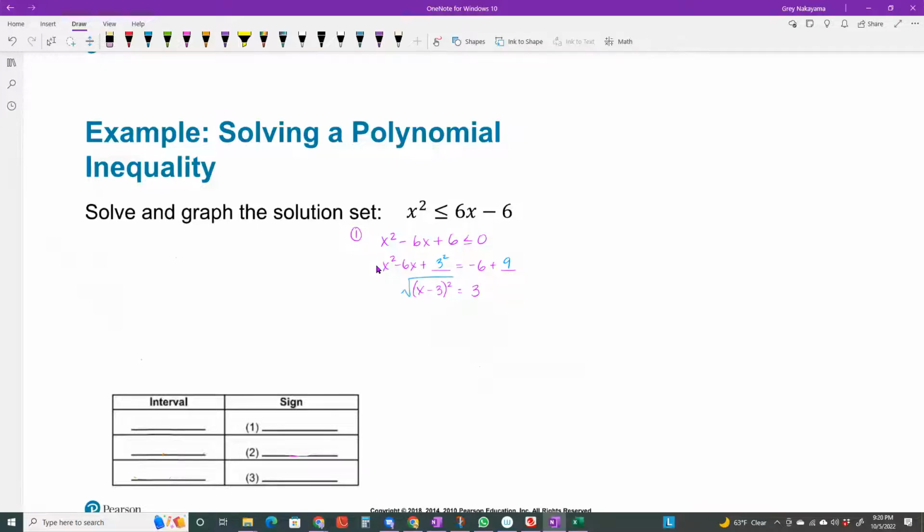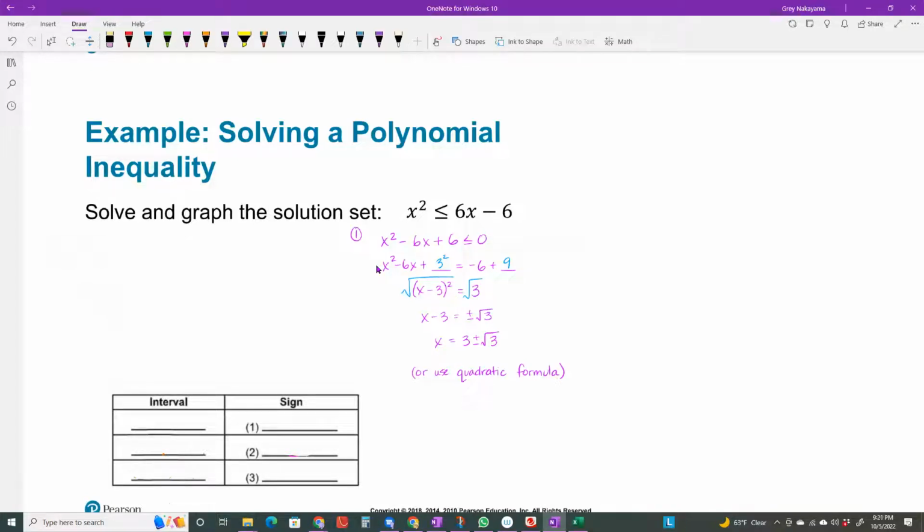So then I'm going to take the square root of both sides, and I find out that x minus 3 equals plus or minus the square root of 3, and x equals 3 plus or minus the square root of 3. If you don't like it, you are more than welcome to use the quadratic formula. But this is an easier method, and if you practice it, you will find out how much easier it is.